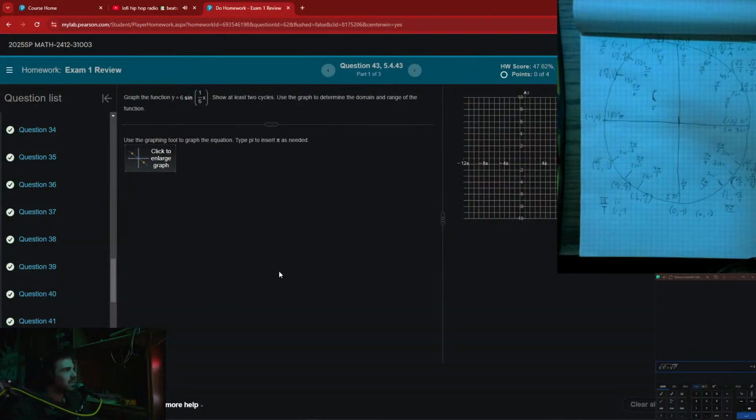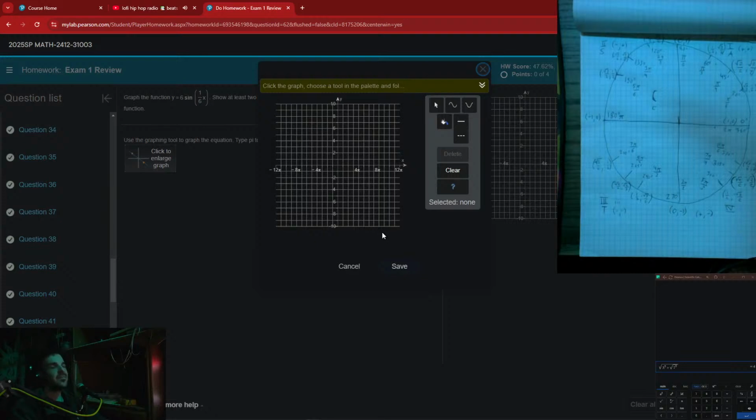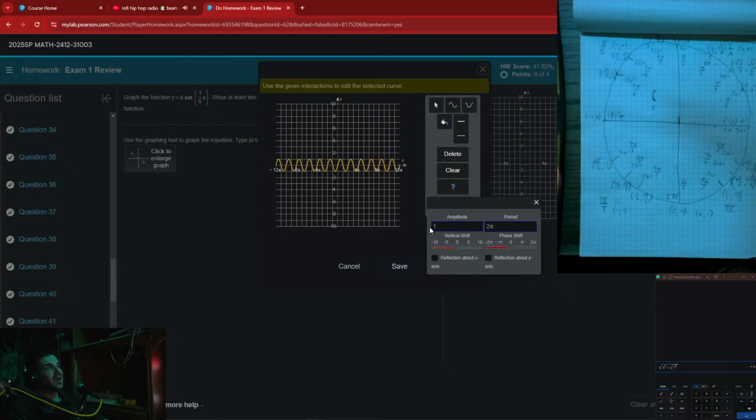We're tearing through it, man. I think we're already 12 questions in an hour. Graph the function of y equals. This one they're mixing up, giving you amplitude and the period modification. Sine wave. Amplitude 6. Period 12 pi.